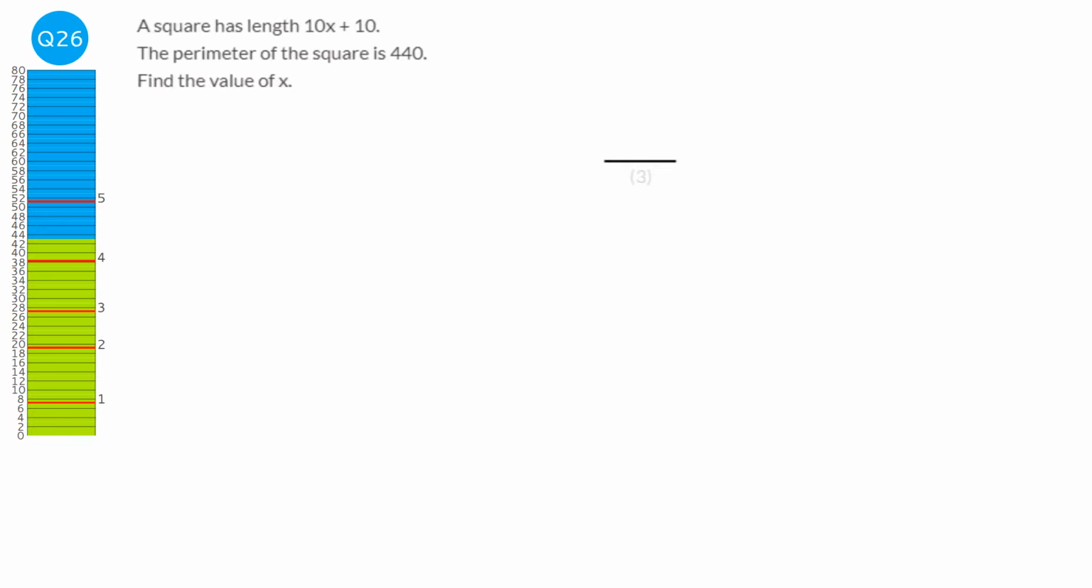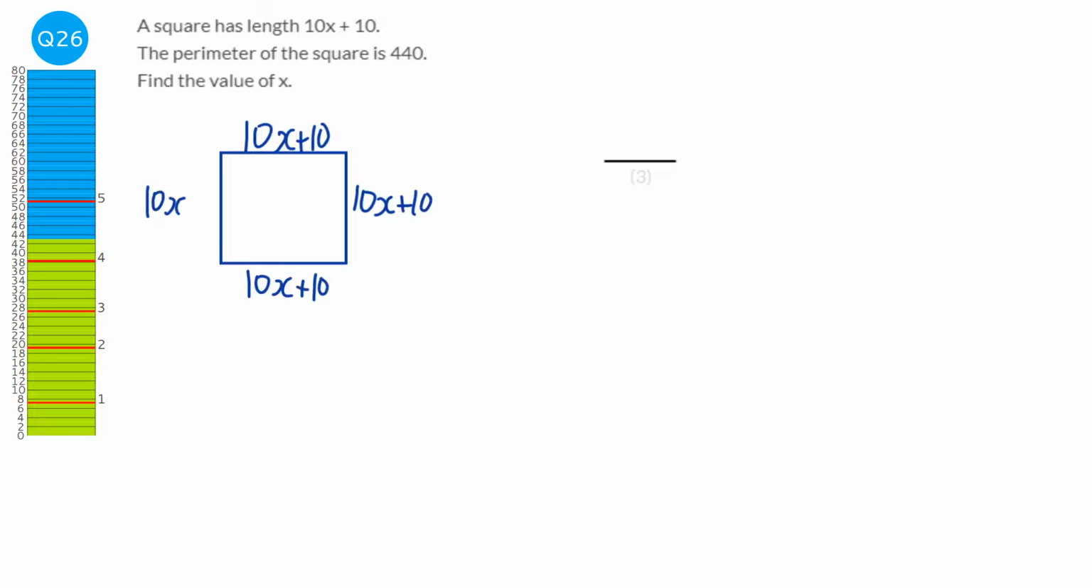First thing I'm going to do is just draw the square out, and we know the length of it is 10x plus 10, but it is a square, so that's the same all the way around it. But we're also told that the perimeter is 440, so the perimeter is 440.